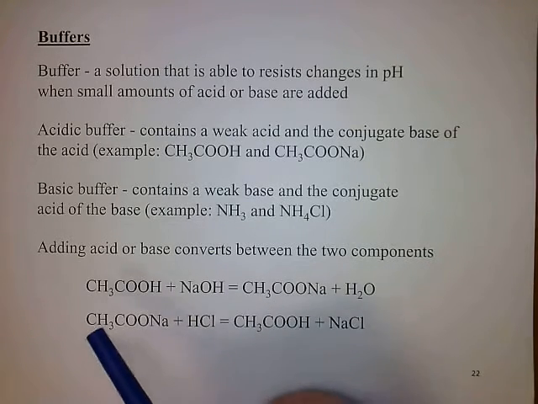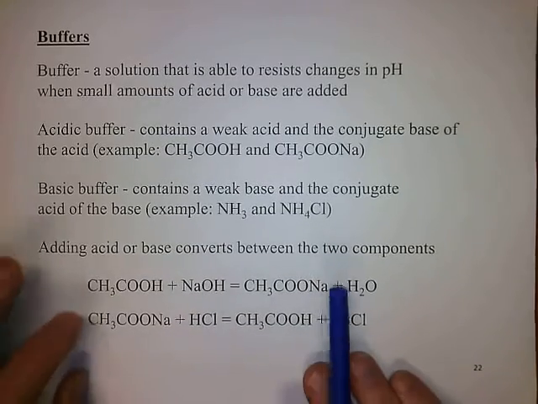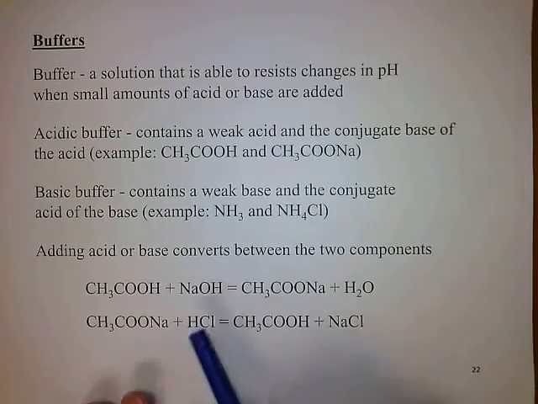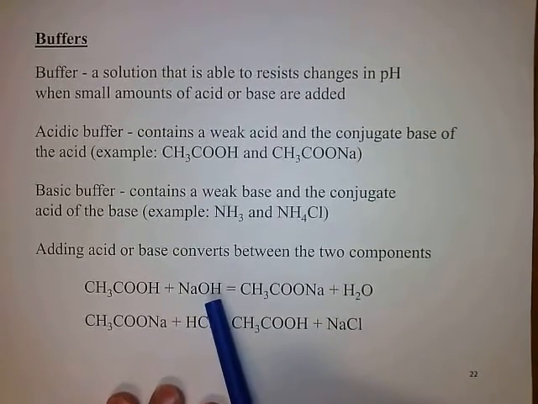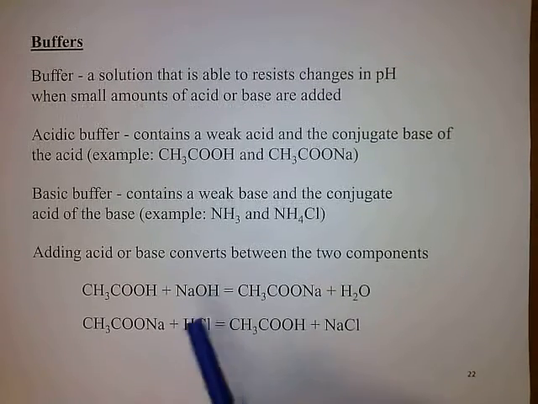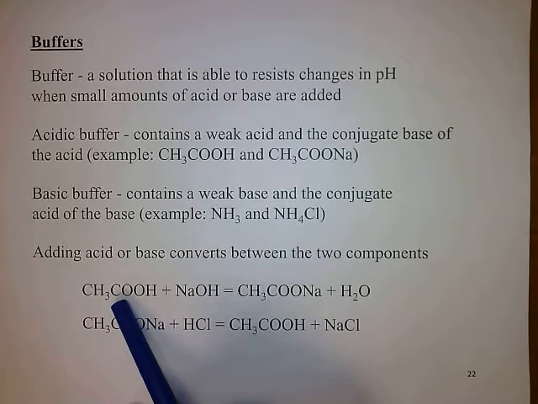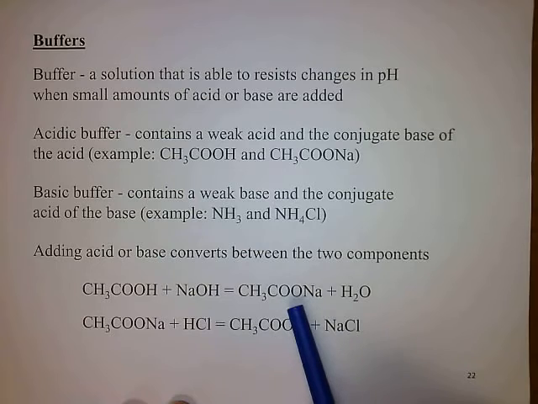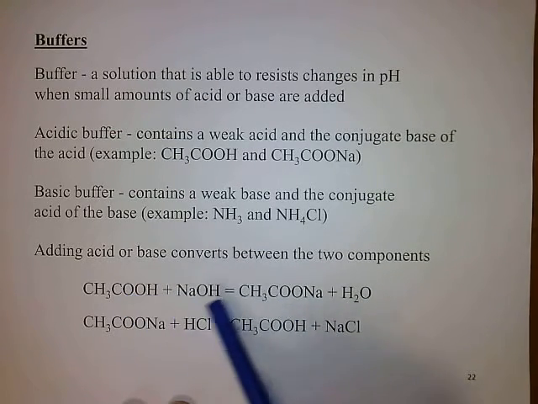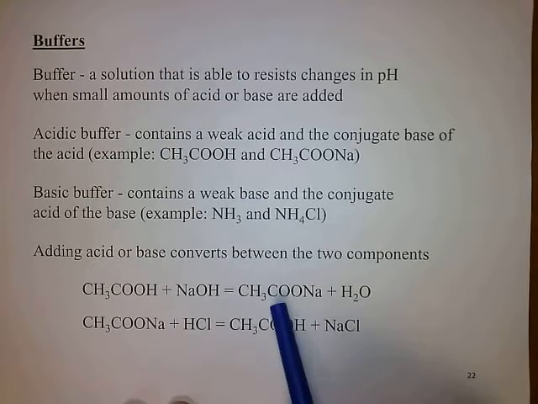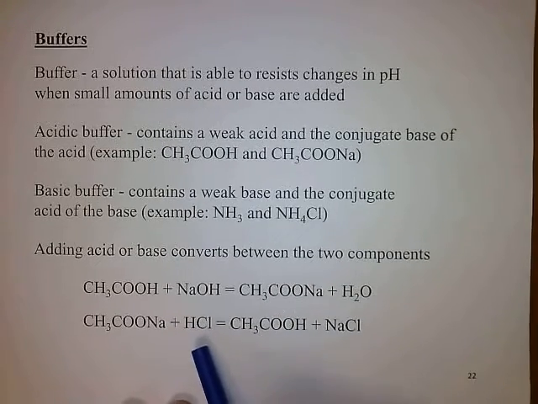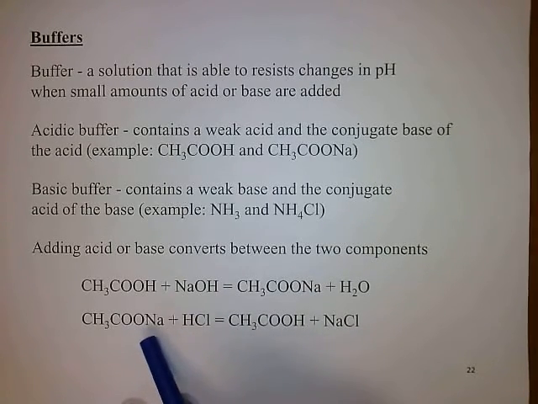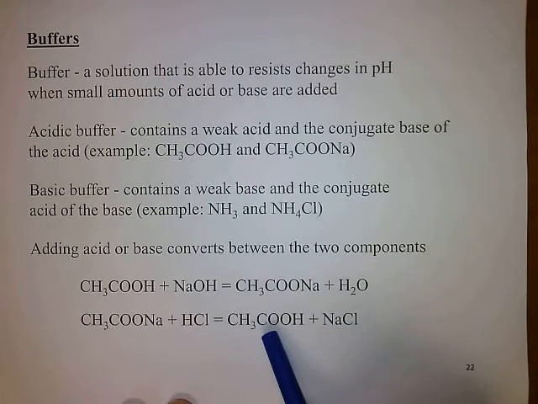So let's say we have a buffer that's composed of a mixture of acetic acid and sodium acetate. Okay? When you add sodium hydroxide to that buffer, what happens? The sodium hydroxide reacts with the acetic acid and converts it into additional sodium acetate. So basically you convert acetic acid into sodium acetate. Or if you add HCl, then the HCl reacts with the basic component of the buffer. It reacts with the sodium acetate and converts it into acetic acid.